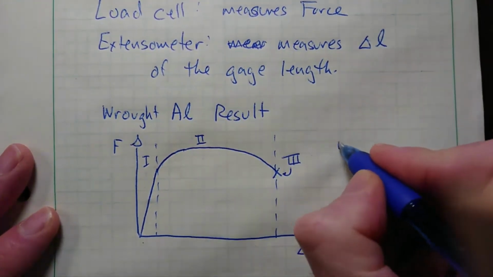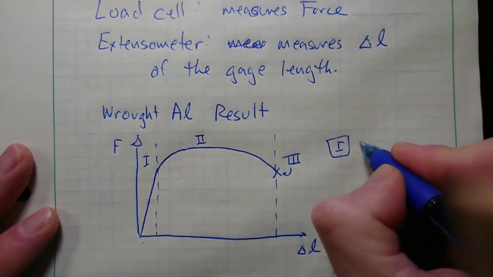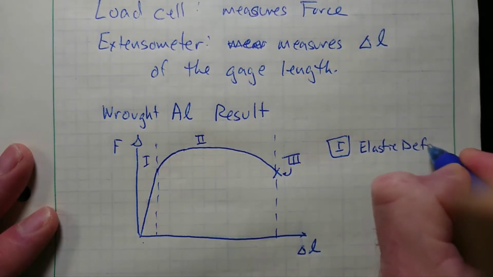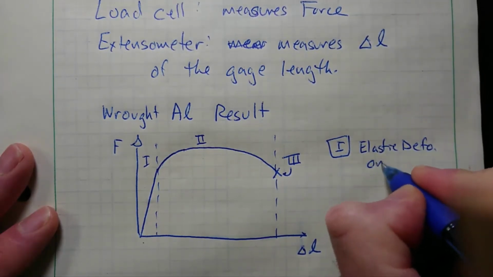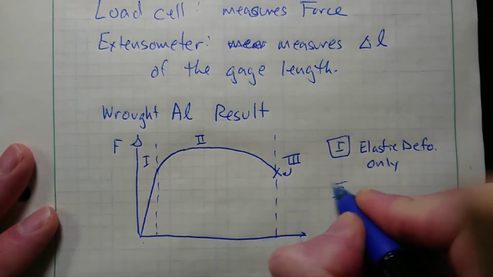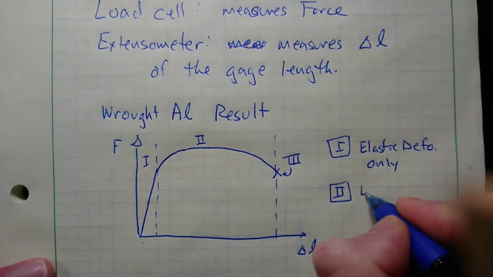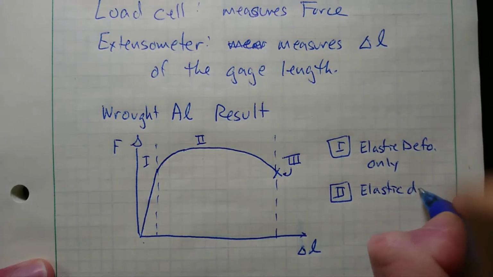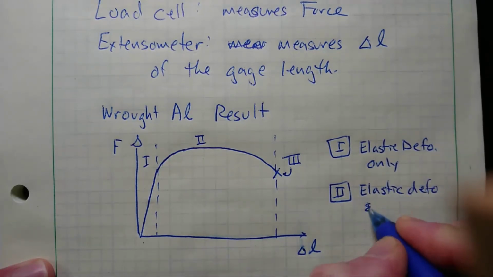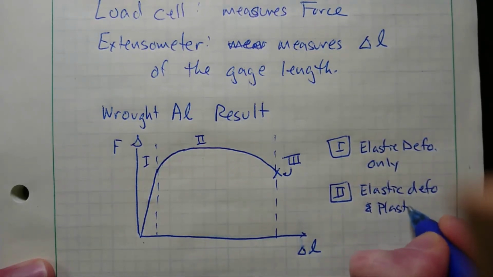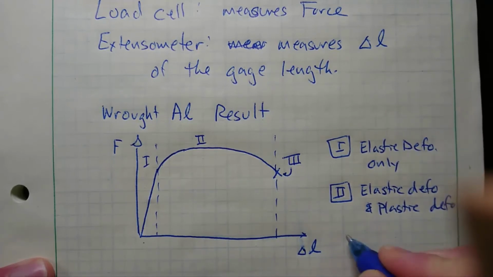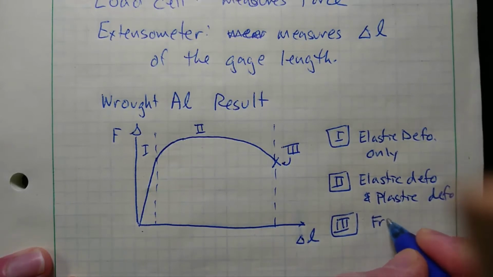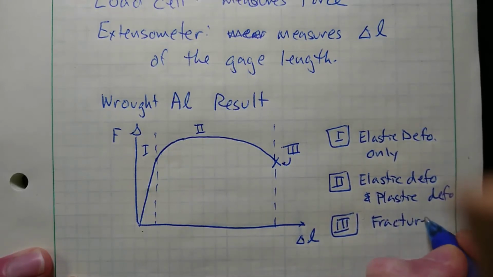So labeling my graph, this first region is where we have elastic deformation only. In the second region, the sample has both elastic and plastic deformation in it. And the final event is fracture of the sample, where it actually breaks into two pieces.